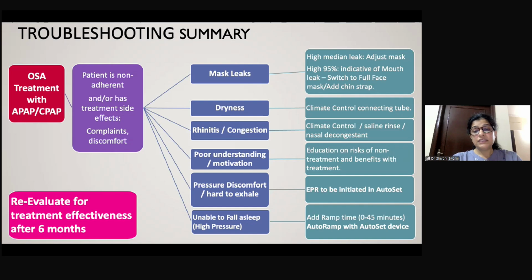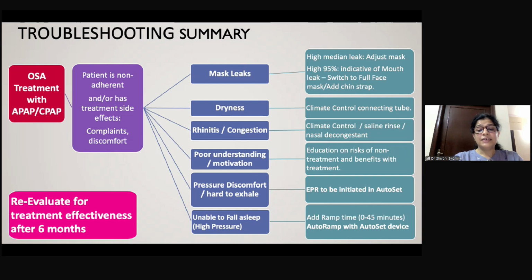If they still have poor understanding or motivation, spend some time, understand their problems, challenges, explain to them. More often than not, these patients will actually comply really well with these small interventions. If the patient still finds it very difficult to exhale against the pressure, then sometimes you could add an expiratory pressure relief, which would vary between 1 to 3 centimeters, even in a CPAP, which would reduce the pressure by that much and make it more comfortable for the patient to exhale against the high pressure.